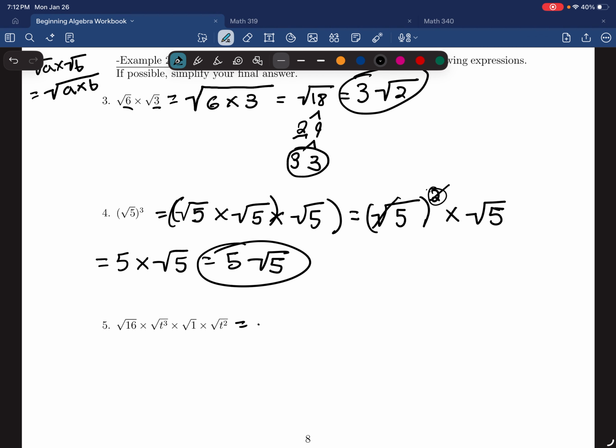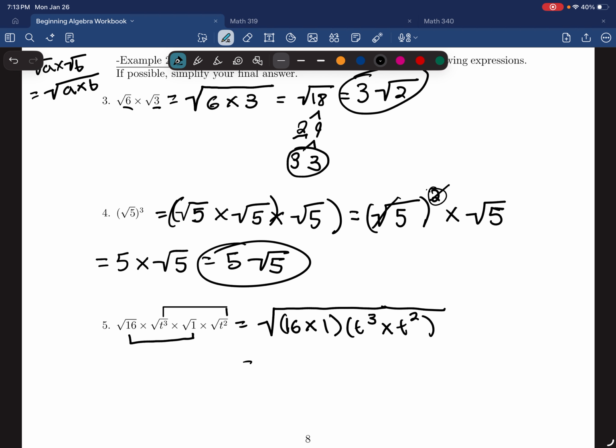So we now have 4 square roots going on here. But the thing I encourage you to do is think of it as like you're grouping your like terms. So I have a 16 and a 1 here. I have 2 integers. And then I also have 2 variables. Well, I have t, which is 1 variable, but they're both t's. So what I'm going to do is think of it like this. 16 times 1 times t cubed times t squared. Like so.